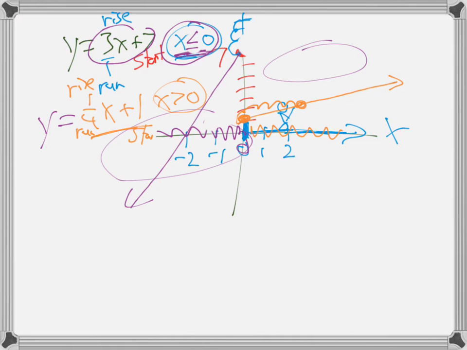left of 0. It's probably pretty sloppy. How about I try that again? This looks terrible. Let's try this again. 3x plus 7. Let's do this one more time and try to be real clear. But only for values of x less than or equal to 0.